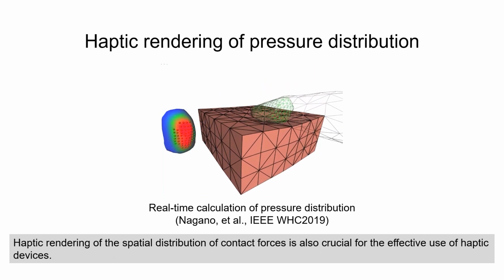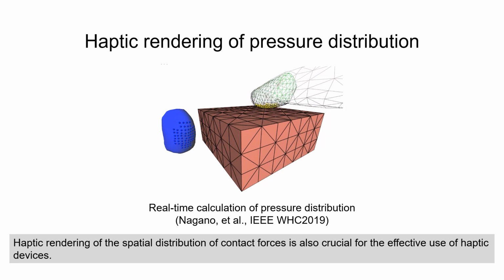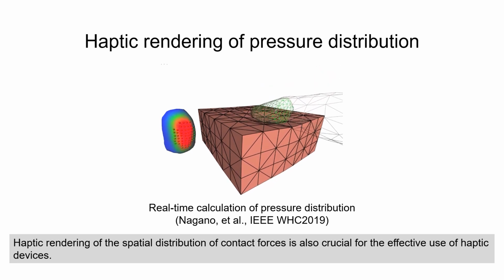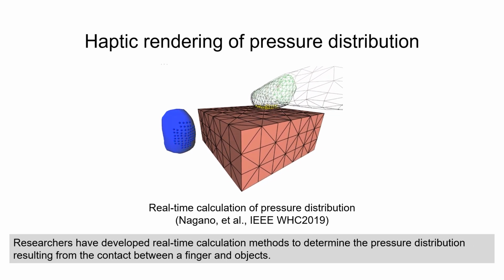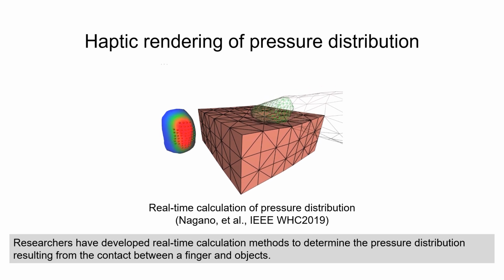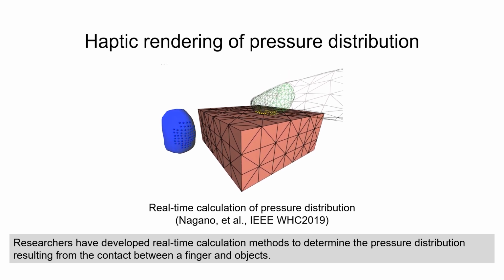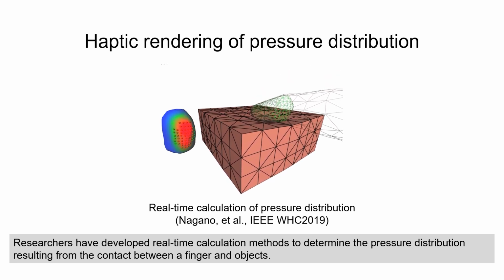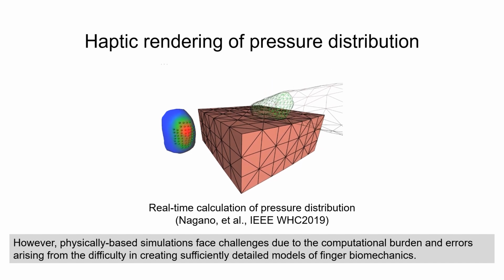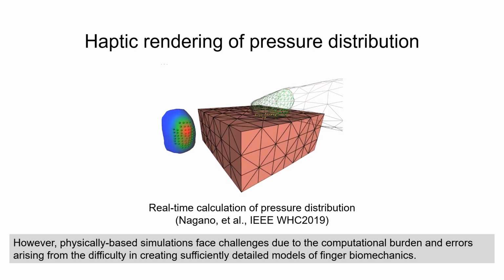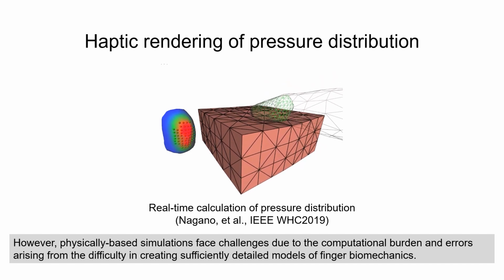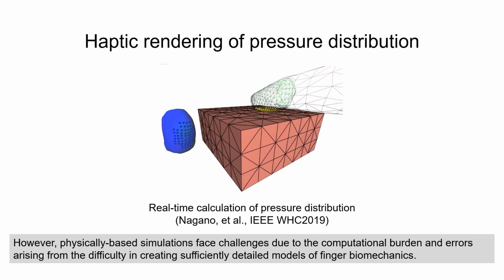Haptic rendering of the spatial distribution of contact forces is also crucial for the effective use of haptic devices. Researchers have developed real-time calculation methods to determine the pressure distribution resulting from the contact between a finger and objects. However, physically based simulations face challenges due to the computational burden and errors arising from the difficulty in creating sufficiently detailed models of finger biomechanics.